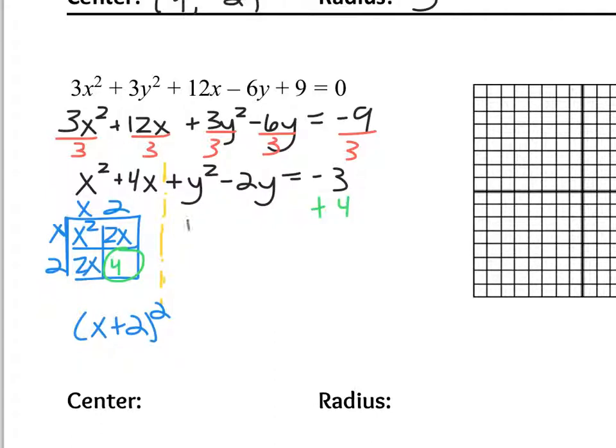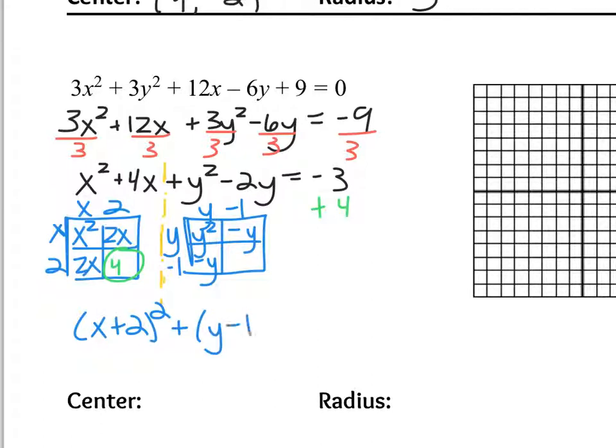Now I repeat the same process, focusing on y. y squared, split -2y in half, and I get -y, -y. Factor it out. So I get (y - 1) squared. And my hole there is going to be 1. And -3 plus 4 is 1, plus 1 is 2.